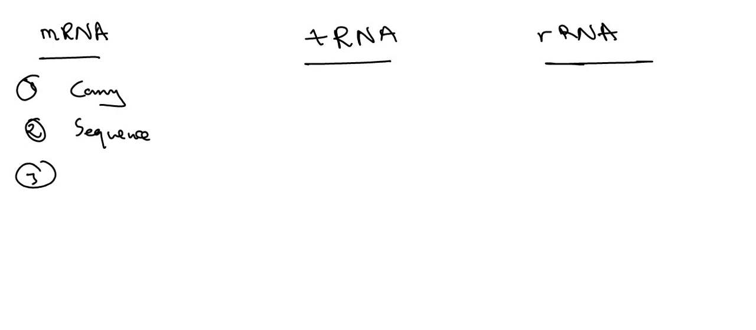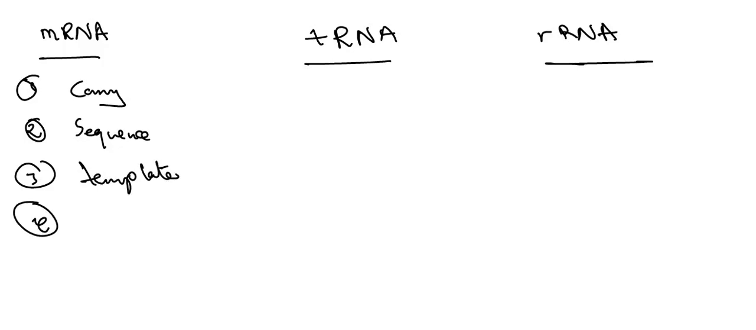Then the third role is that it provides some form of template. Yeah, because it brings a strand, right? One strand, so that the synthesis can happen using transfer RNA for a complementary template to be formed. So it's the one that provides a template.